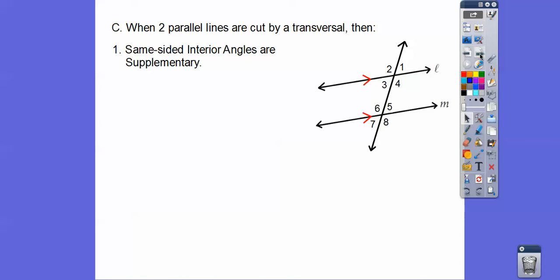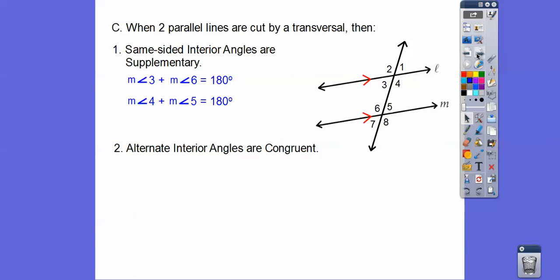So same-sided interior angles are supplementary. Do you remember what supplementary means? It means they add up to 180. Okay, so 3 and 6 add up to 180, and 4 and 5 add up to 180. So if you know the other one, you can subtract it from 180 to get one of the other ones there. So alternate interior angles are congruent. So 3 and 5 would be congruent, and 4 and 6 would be congruent.